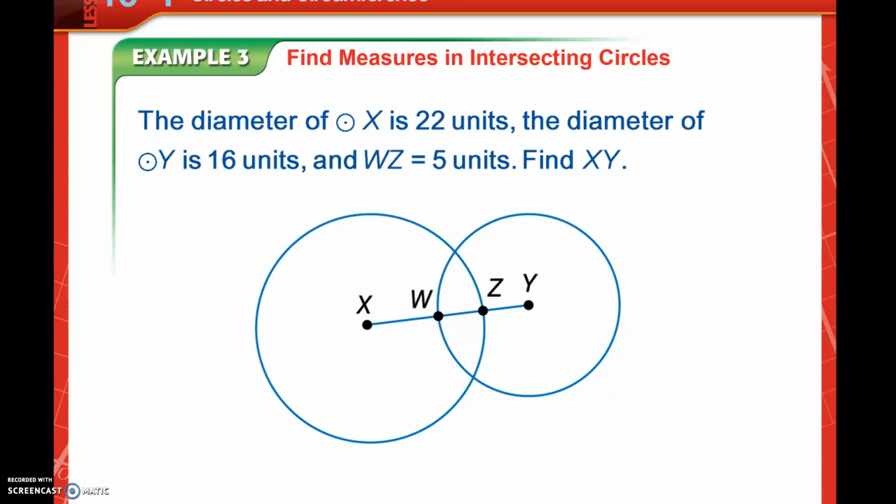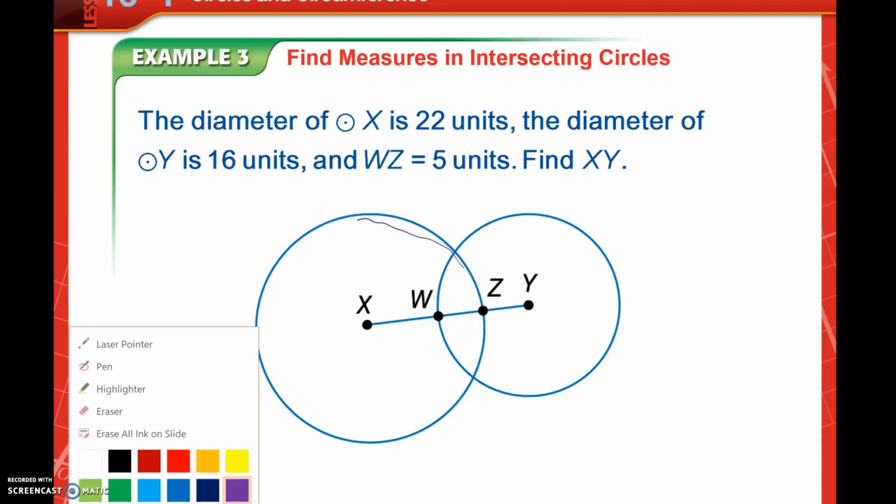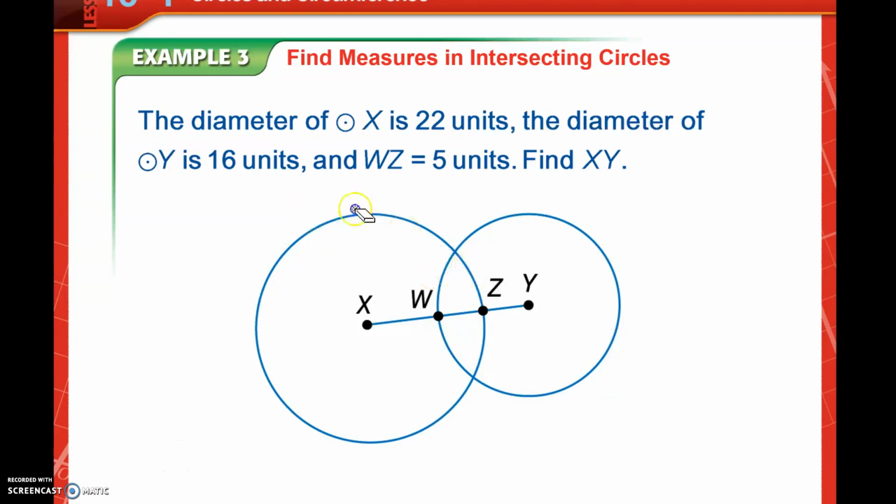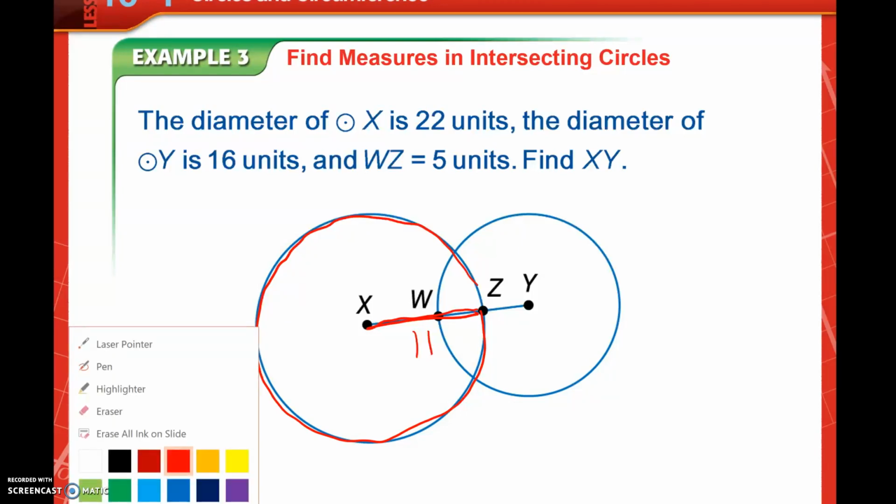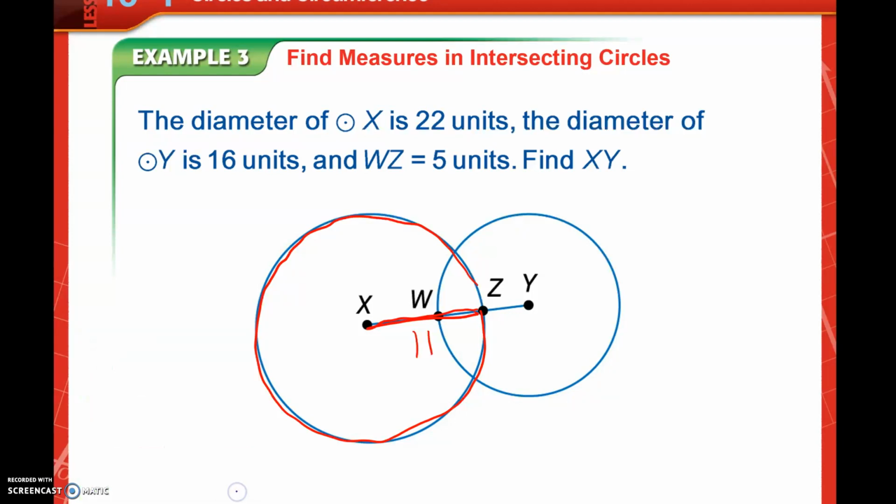So we want to find the measure in intersecting circles. So here we have the diameter of circle X, this circle. The diameter of this circle all the way across is 22. So that means this length is half of that, 11. The diameter of Y, this circle, here is 16. So the length from Y to W is 5.